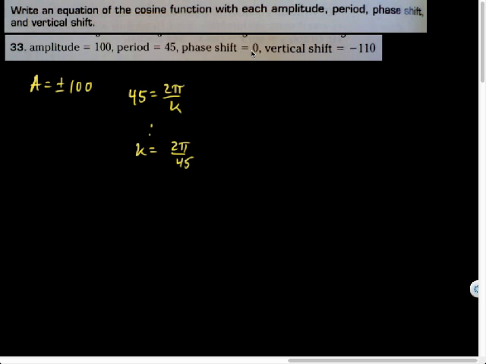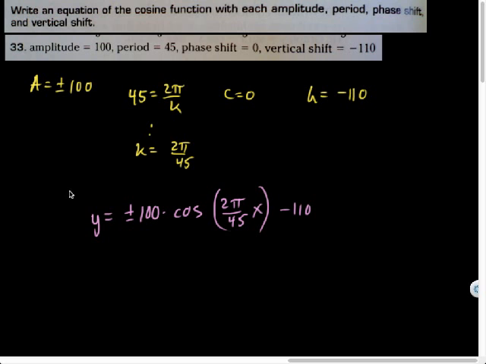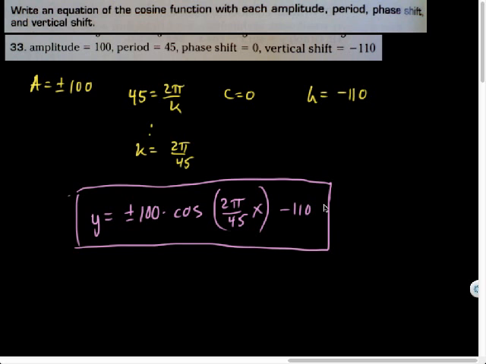The phase shift is 0, so that means the value of c is going to equal 0. And the vertical shift is negative 110, so that means the value of h is negative 110. All right? And now I can write my equation. So I'm going to have y equals plus or minus 100 times the cosine of 2 pi 45ths x. I'll use x instead of theta in this case. Minus 110. Not bad, not bad. So there's two possible answers to that.